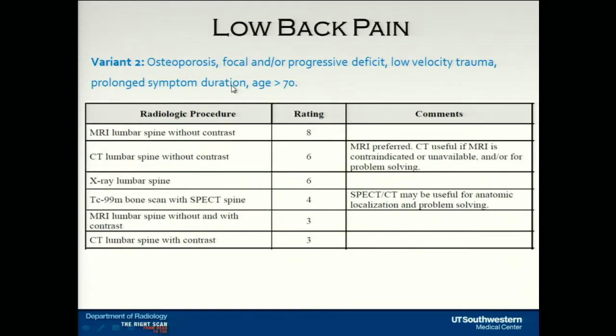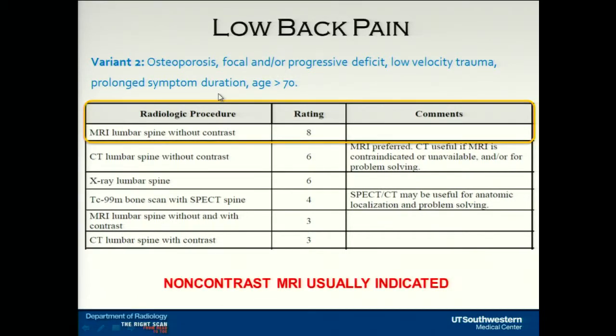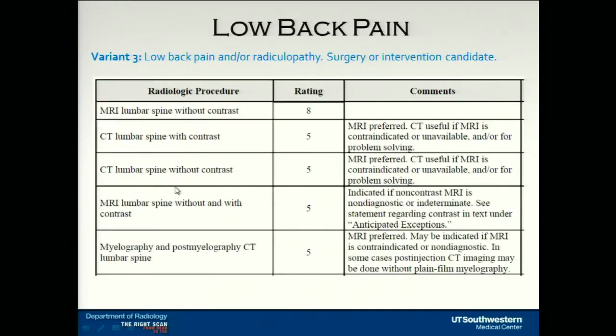Variant 2 refers to patients that are at a more significant risk for a vertebral deformity or compression of neurostructures, having one of those scenarios such as osteoporosis, a progressive or focal deficit, a prolonged symptom duration, or age over 70. Given the increased risk, MRI is usually recommended in these patients, and doing CT first is usually a waste of time and cost.